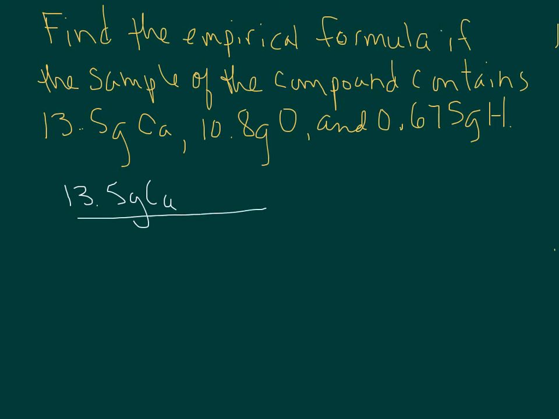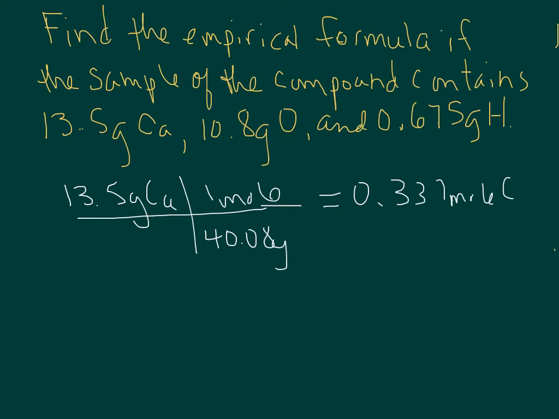Look on the periodic table and find the molar mass of calcium, which is approximately 40.08 grams in 1 mole. It may vary a little bit depending on what periodic table you have. Use our calculator and take 13.5 and divide it by the 40, and we get 0.337 moles of calcium. Now we're going to continue and do this with each one of the elements until you've done it with all the elements.